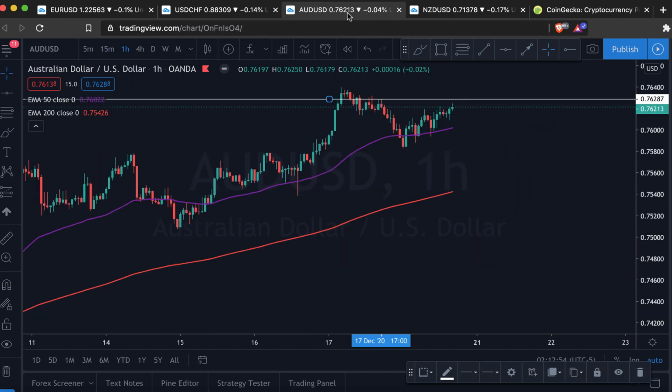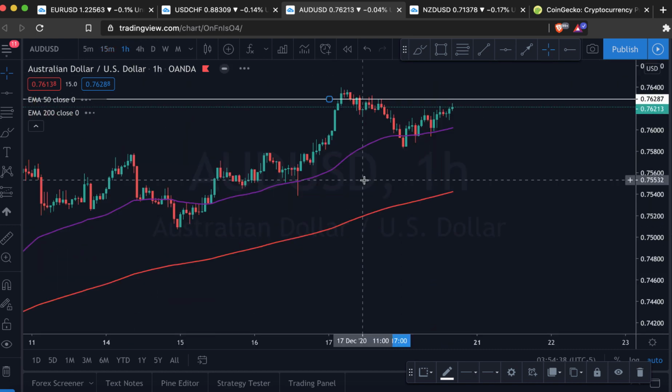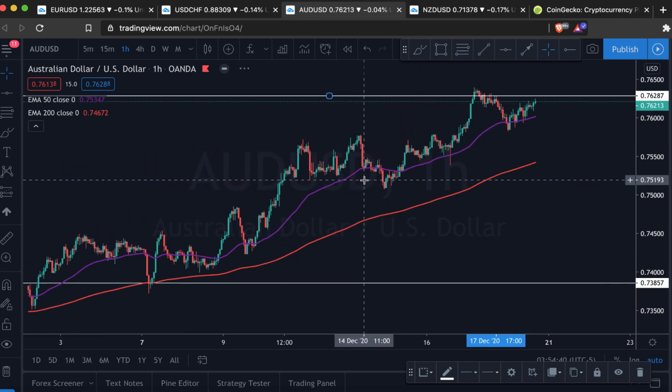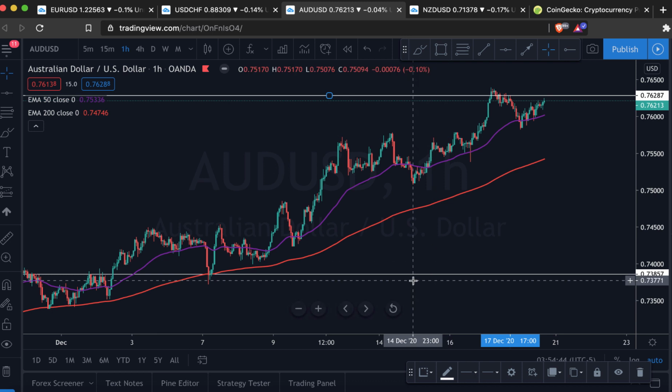Let's look at AUD USD maybe. So I need to see proper support resistances, right? Which means multiple touches. That's very important.